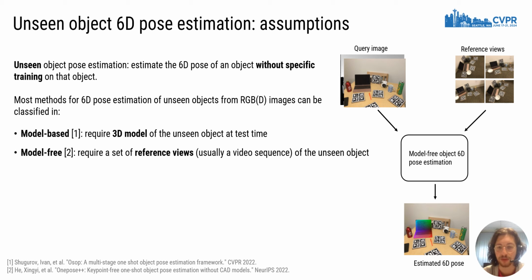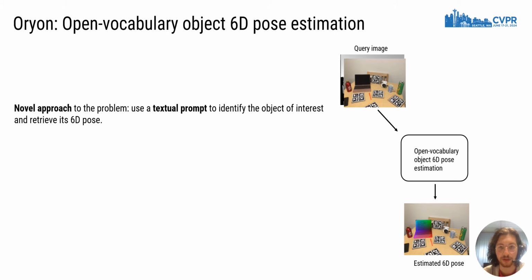In this work we wish to relax the assumption on the references, and in order to do so we introduce a new open vocabulary object pose estimation formulation. Along with this we introduce Orion, which is a novel method for tackling this task, which is based on a textual prompt inputted by the user.